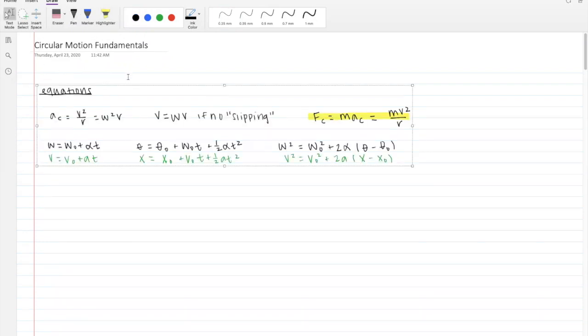Hi there. I'm going to cover some circular motion fundamentals for students that are taking Physics C. Let's get started. So I have copied over the relevant equations from your equation sheet here.